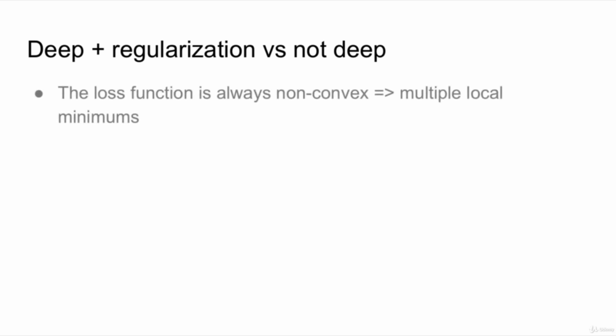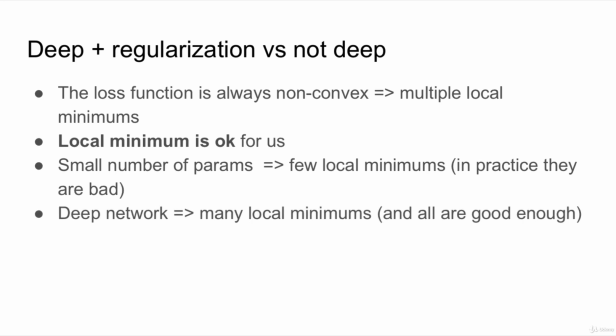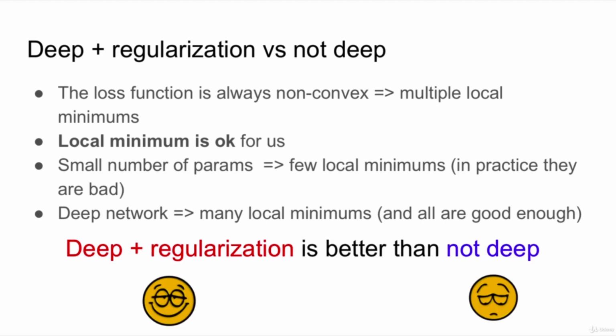Let's think. Our loss function is non-convex. It means that there are multiple local minimums of the loss function. But a local minimum is usually good for us. Yes, it is better to reach the global optimum, but current optimization methods for deep learning can't do that. If we have a small number of parameters, then we have a few local minimums, and in practice, they are bad. If we increase the number of parameters, making our network bigger, then our loss function will have more local minimums, and usually, in practice, it is better. The conclusion is simple. It is better to have a deeper network with regularization than a small network without it. Of course, you should understand that these are practical results, and in your concrete case, the situation may be different.